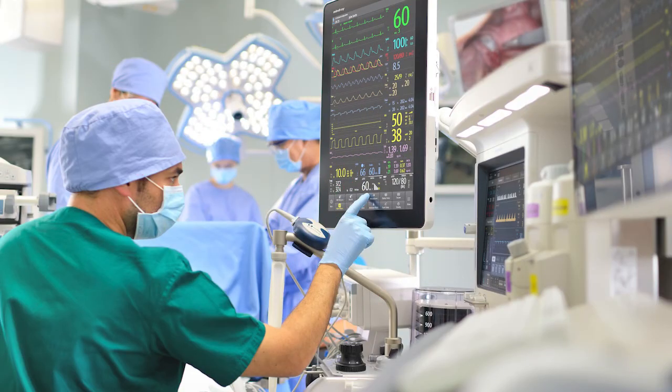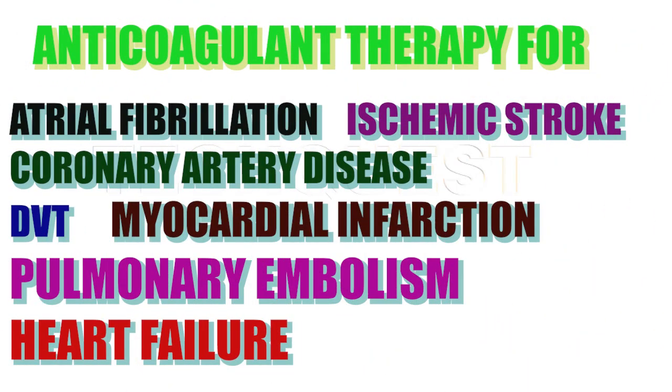Anticoagulants as medicine. Anticoagulants are also used as medicines that help prevent blood clots. They are given to people at a high risk of getting clots to reduce their chances of developing serious conditions such as stroke and heart attacks. Anticoagulant therapy is used for atrial fibrillation, coronary artery disease, deep vein thrombosis, ischemic stroke, myocardial infarction, pulmonary embolism, and in heart failure.